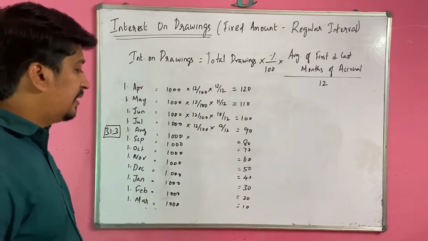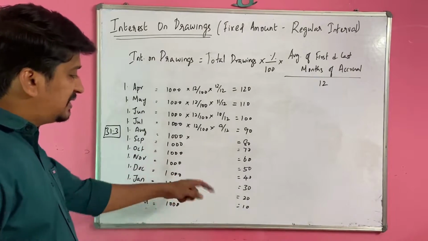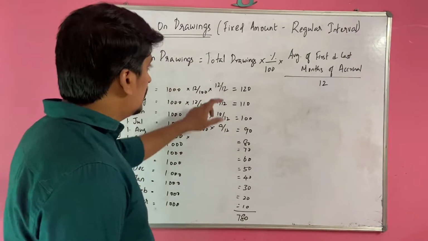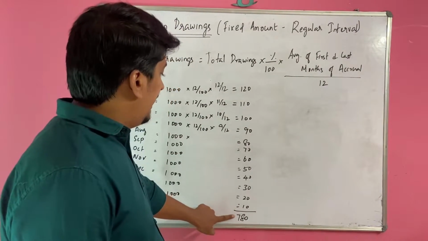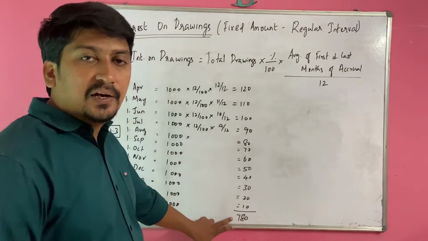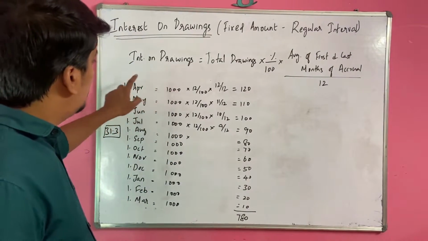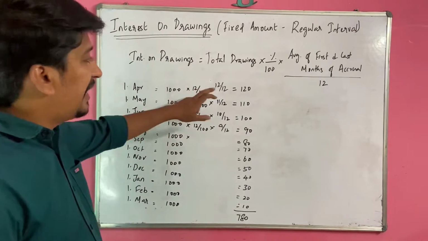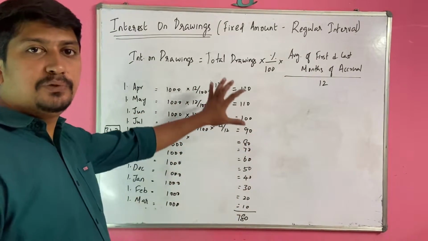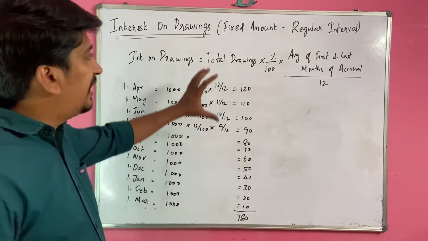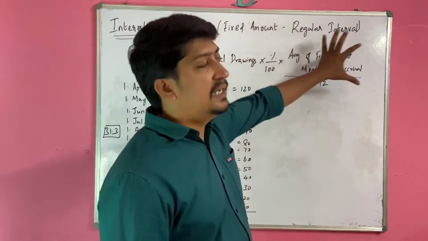So 1 by 12 it will come. So after simplification, 10 into 1, 10. When you calculate the total, the total comes to 780. So this is the total interest on drawings of the partner who has drawn 1000 at the beginning of each month, when you calculate individually. So it seems to be a bigger and tedious process, which we are going to simplify and complete in a single line.